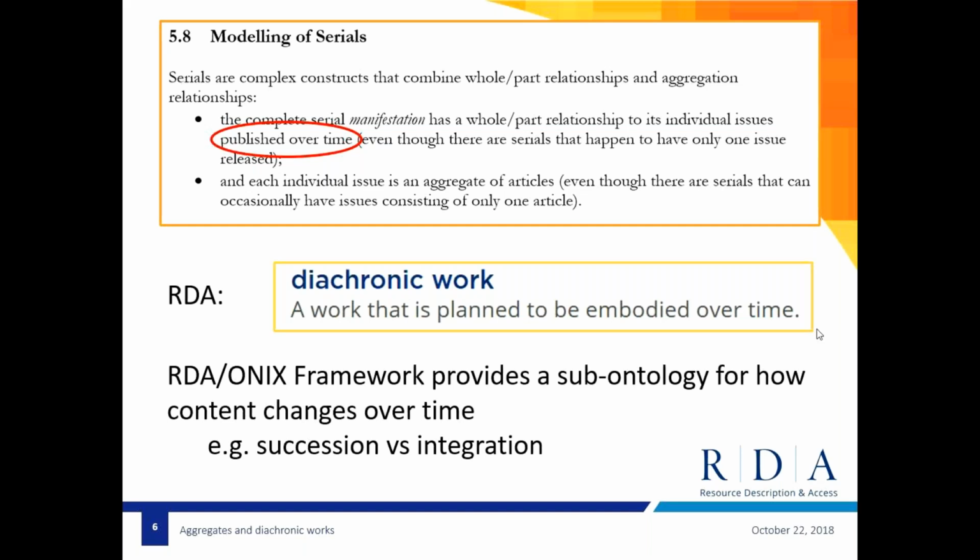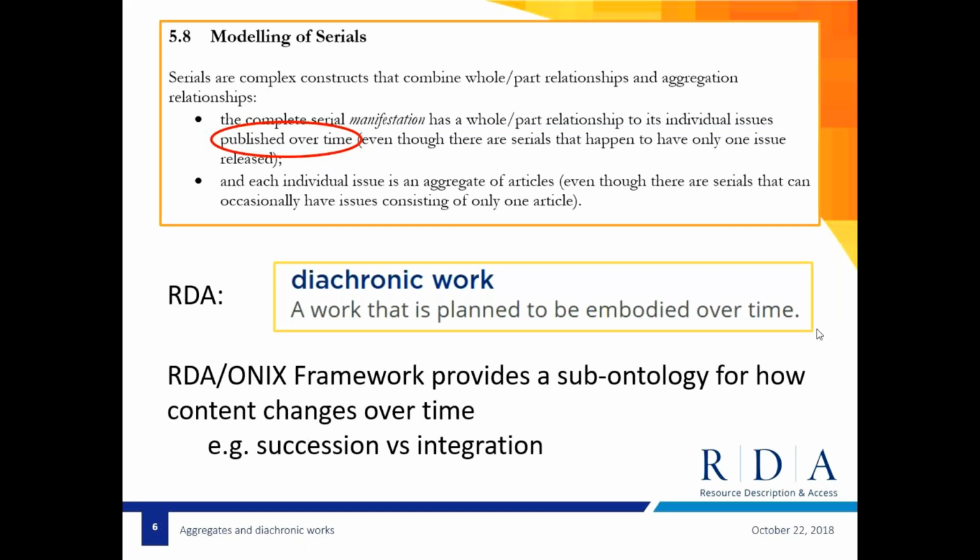Another essential part of the definition of serial in the LRM is that these individual issues are published over time. They're not published simultaneously. And this is true even if some serials happen to only have one issue. We know of thousands of examples where a new serial is published and it lasts one issue, and the publisher just says, we didn't make any money off it, and that's the end of the serial. But it's still a serial.